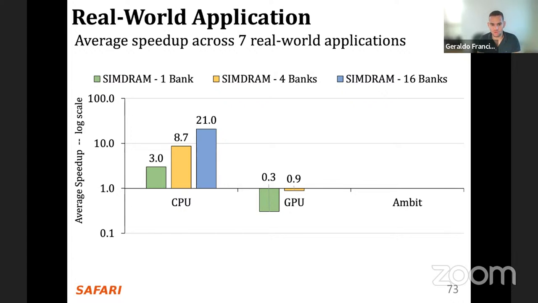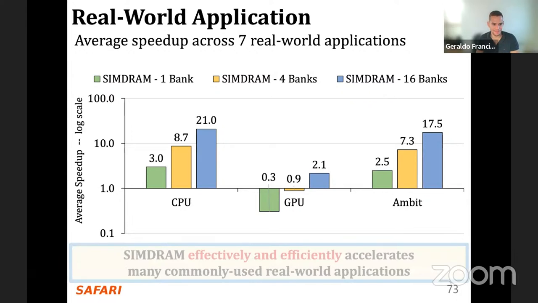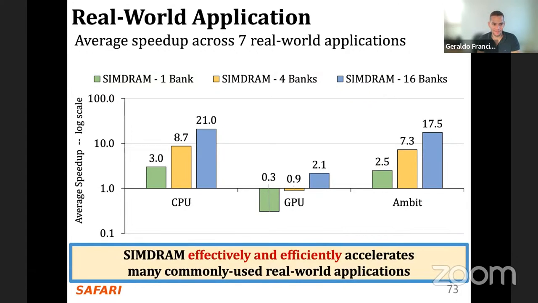Some applications do, for example, multiplications, and the implementation of multiplication in SIMDRAM is not that efficient compared, for example, to the implementation of addition. And the GPU is extremely good at doing multiplications. So this is the reason why. However, with 16 DRAM banks, SIMDRAM can outperform the GPU on average across the benchmarks that we have. Again, SIMDRAM outperforms MBIT by 2.5 times with a single bank, 7.3 times with 4 banks, and 17.5 times with 16 banks. So we conclude that SIMDRAM is quite an efficient and effective accelerator for many commonly used real-world applications across different domains.